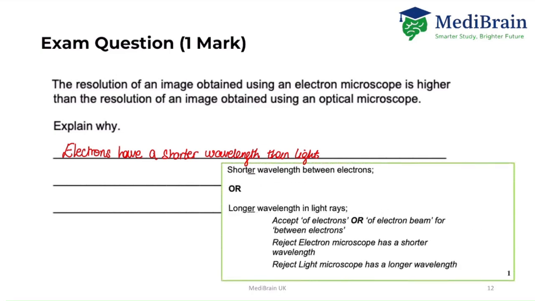Okay, if you have a look at the mark scheme, shorter wavelength between electrons, longer wavelength in light rays. And that would get you 1 mark. Okay, so again, everything that we've already covered in today's lesson.